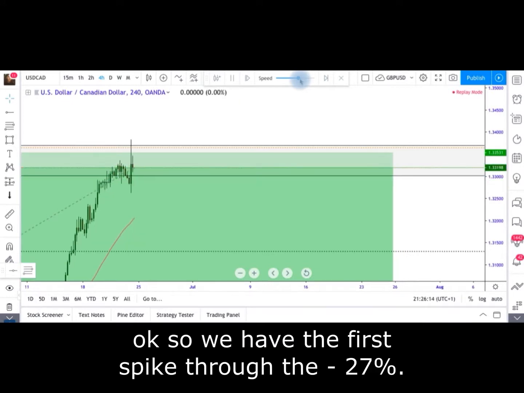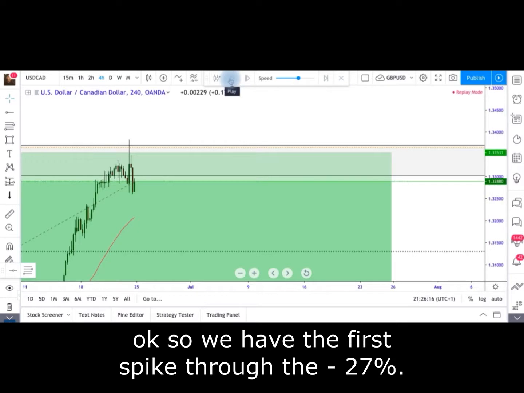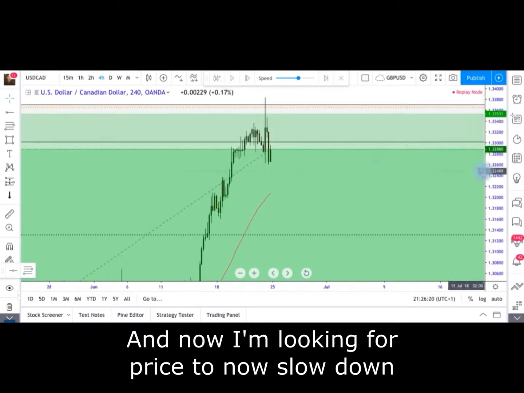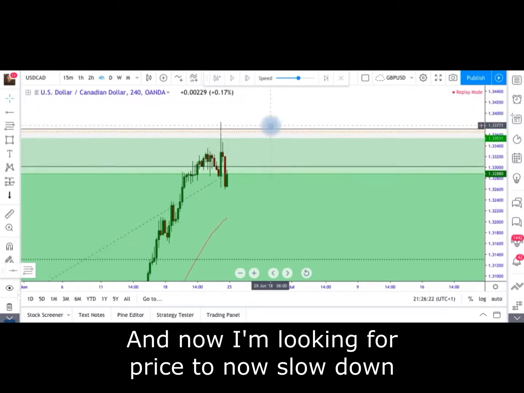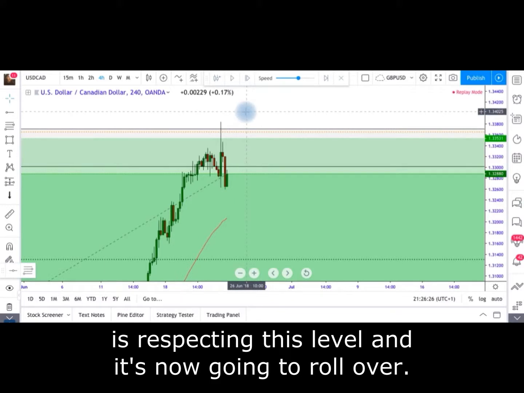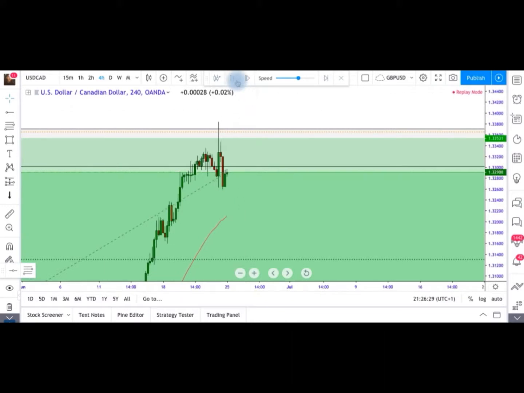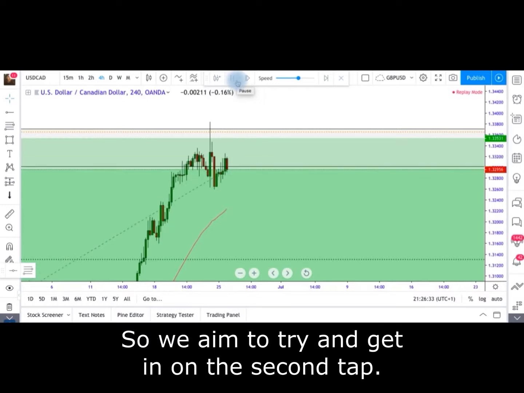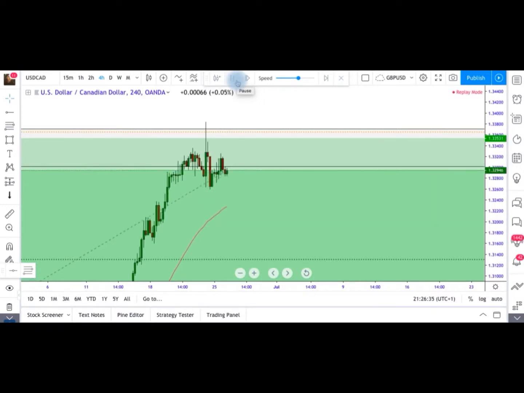Okay, so we had the first spike through the minus 27%. So that's this trade now complete. And now I'm looking for price to slow down and form some kind of obvious sign that price is respecting this level and it's now going to roll over. So that's our first spike, our first tap. So we aim to try and get in on the second tap.